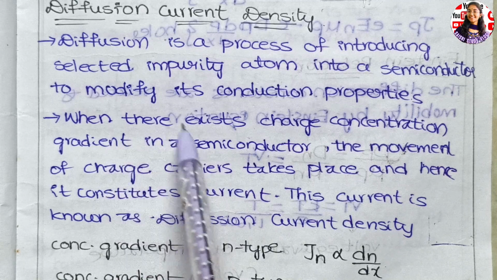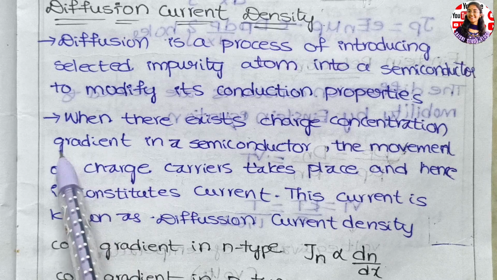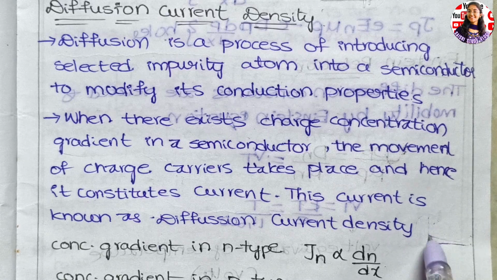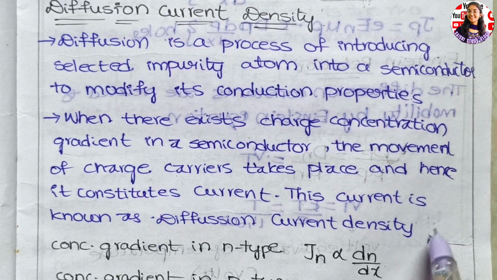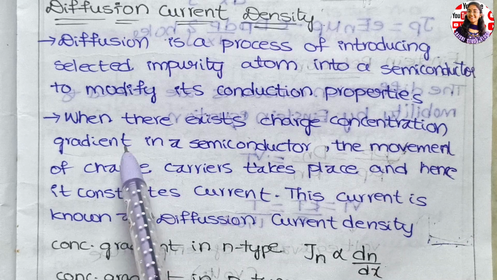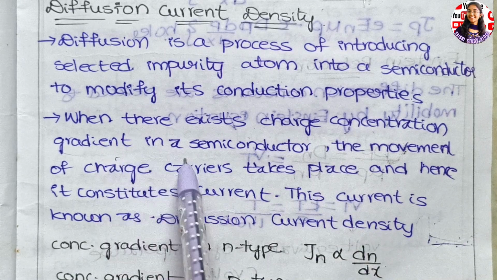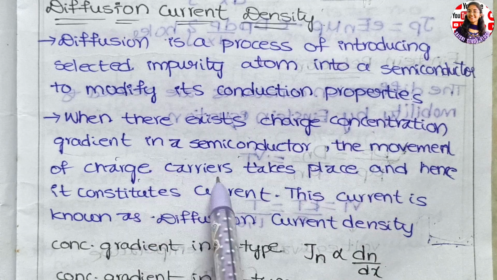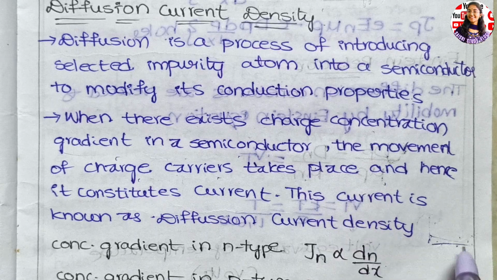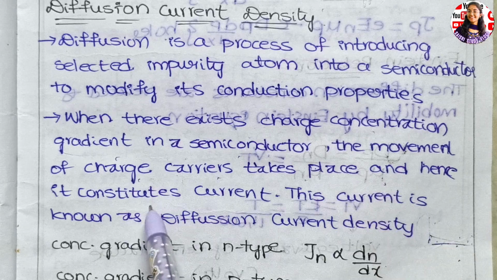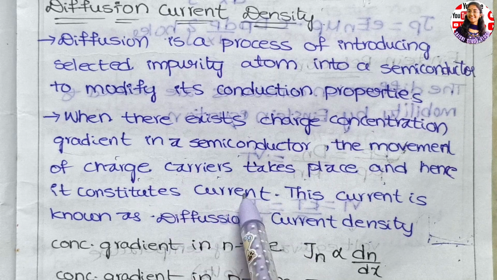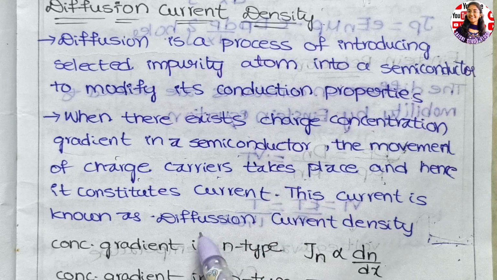Here they have explained when there exists a charge concentration gradient. Charge concentration gradient is nothing but, in a semiconductor, here we have more charge concentration, meaning it is more doped, and here we have less charge concentration because it is less doped. Because of this charge concentration gradient, the movement of charge carriers takes place. The carriers will move from higher concentration to the lower concentration. This will give you the current. The current due to these charge carriers, because of this diffusion, is called diffusion current density.